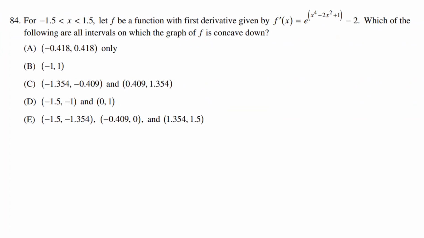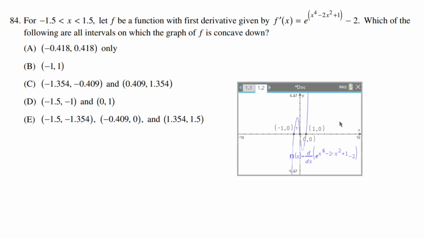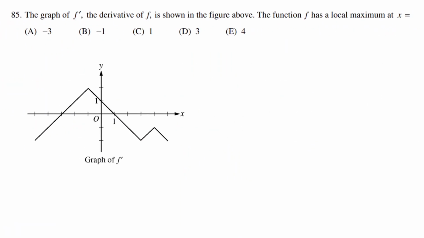In number 84, we find concave down by graphing the double derivative and seeing where it is negative. On our calculator, we see that the two intervals match the answer D. In number 85, we find local maxima when f prime changes from positive to negative. The answer would be C, 1.